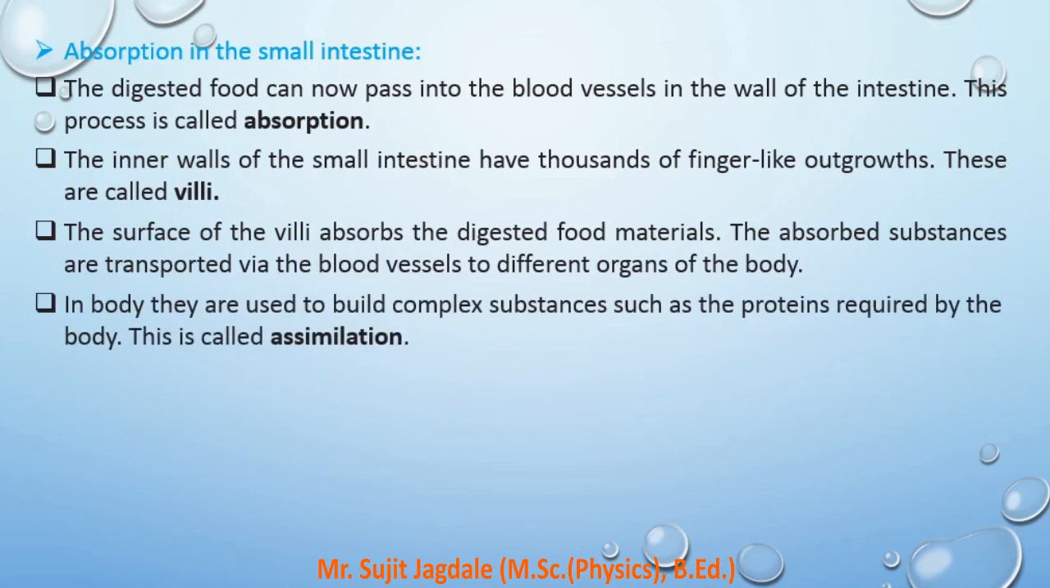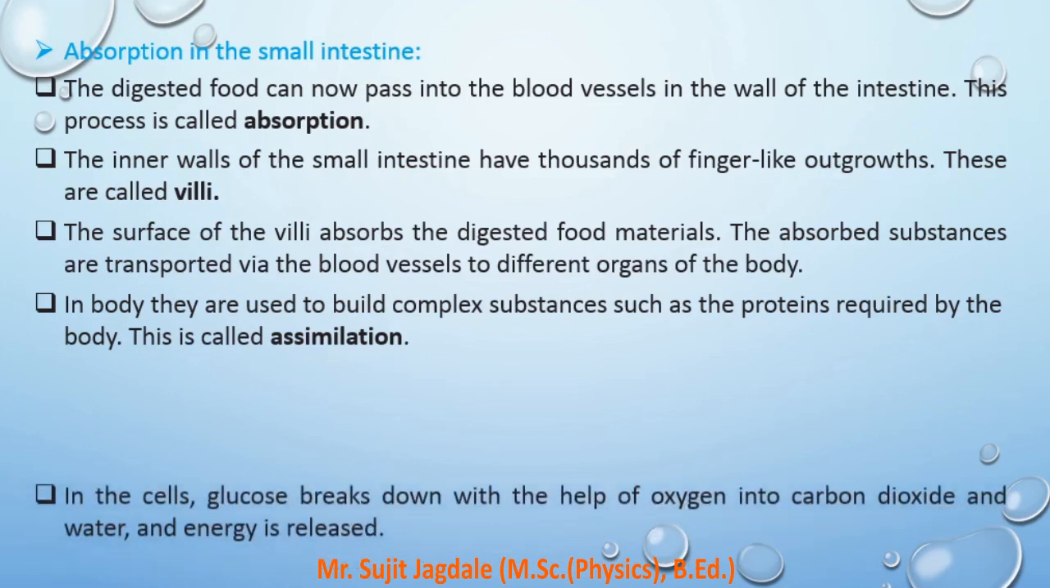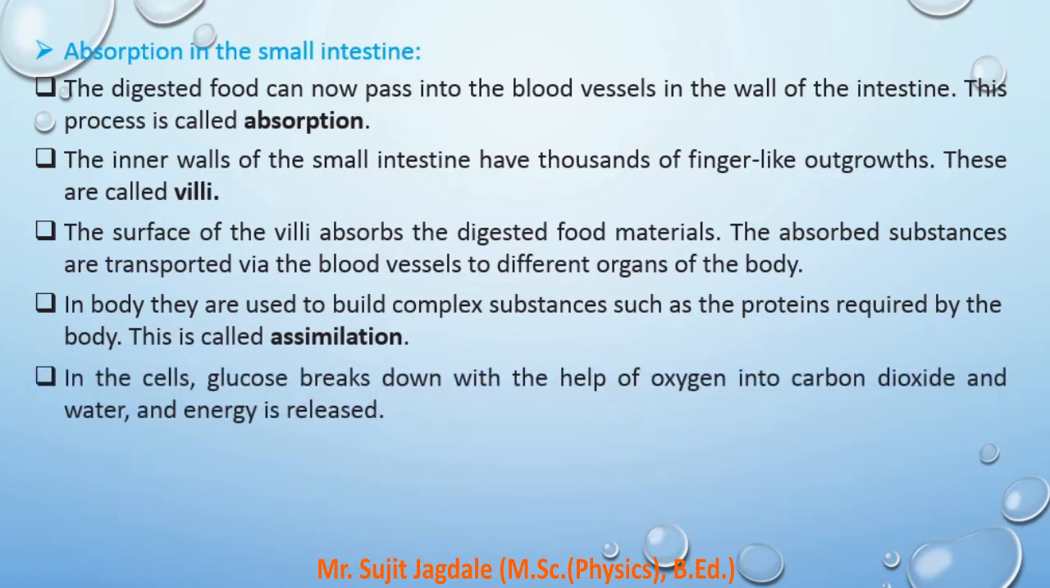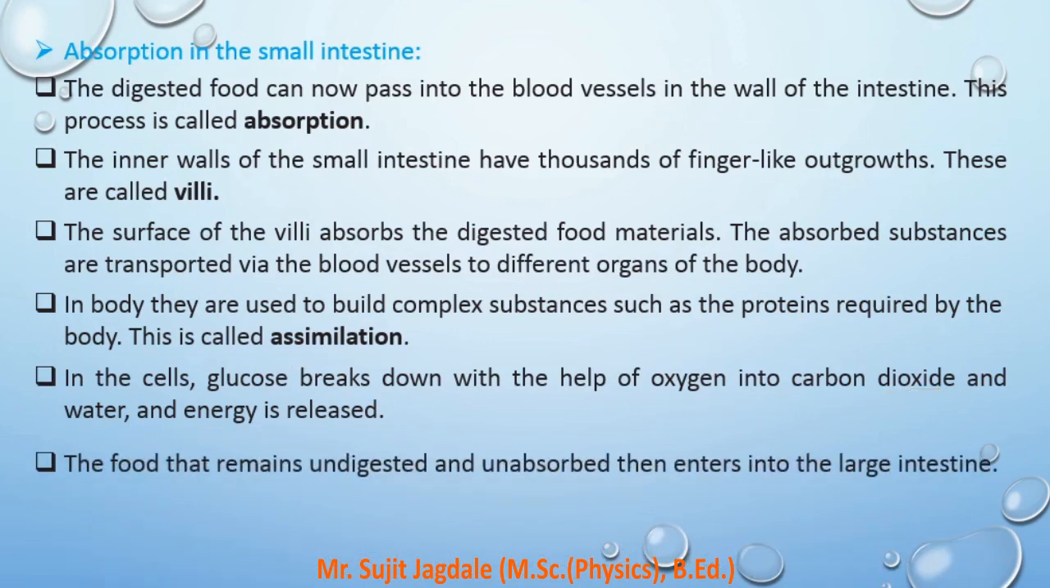Now what is the function of that absorbed food? To build the complex substances, and this process is called assimilation. One example is protein, that means they are also converted into proteins. Now in the cells, glucose breaks down into carbon dioxide with the help of oxygen and water, and energy is released in this process. That means in the cells it is converted into carbon dioxide, water and energy with the help of oxygen.